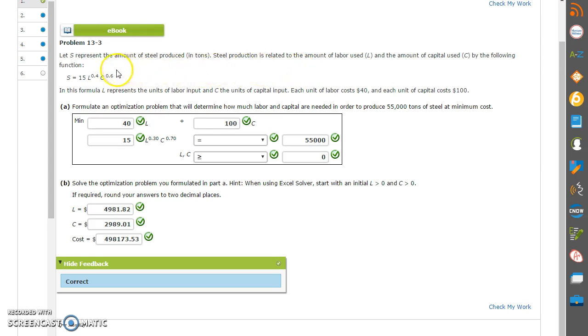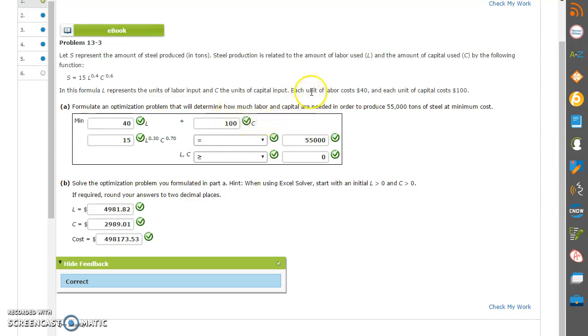So basically we have S representing the amount of steel produced based on labor usage and capital usage. And there's the function here, our objective function, S equals 15 times L to the 0.4 power times C to the 0.6 power. Let L represent the units of labor and C the units of capital. The cost of labor is 40 per unit and 100 per unit for capital. So the optimization problem: we want to minimize 40 times L plus 100 times C.